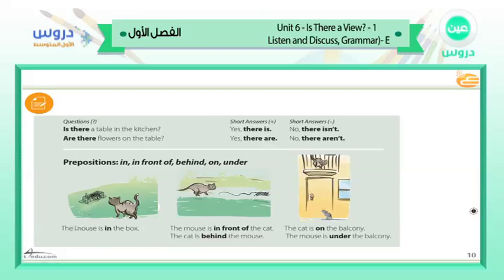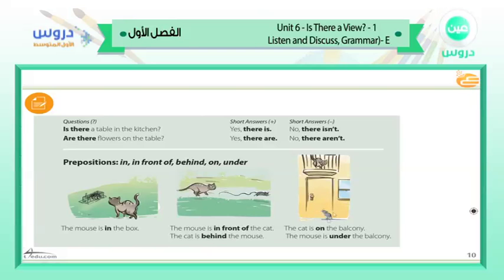As you see here, the mouse is in the box. But here the mouse is in front of the cat. And also the cat is chasing the mouse. And we can say the cat is behind the mouse.